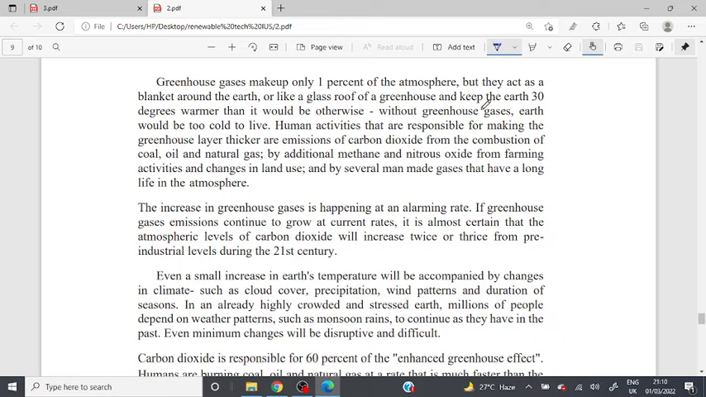Because if there was no blanket and all the energy just came and got reflected and bounced off, the Earth will be too cold to live. Human activities that are responsible for making the greenhouse layer thicker are emissions of carbon dioxide from the combustion of coal, oil, and natural gas, by additional methane and nitrous oxide from farming activities and change in land use, by the several man-made gases that have a long life in the atmosphere.